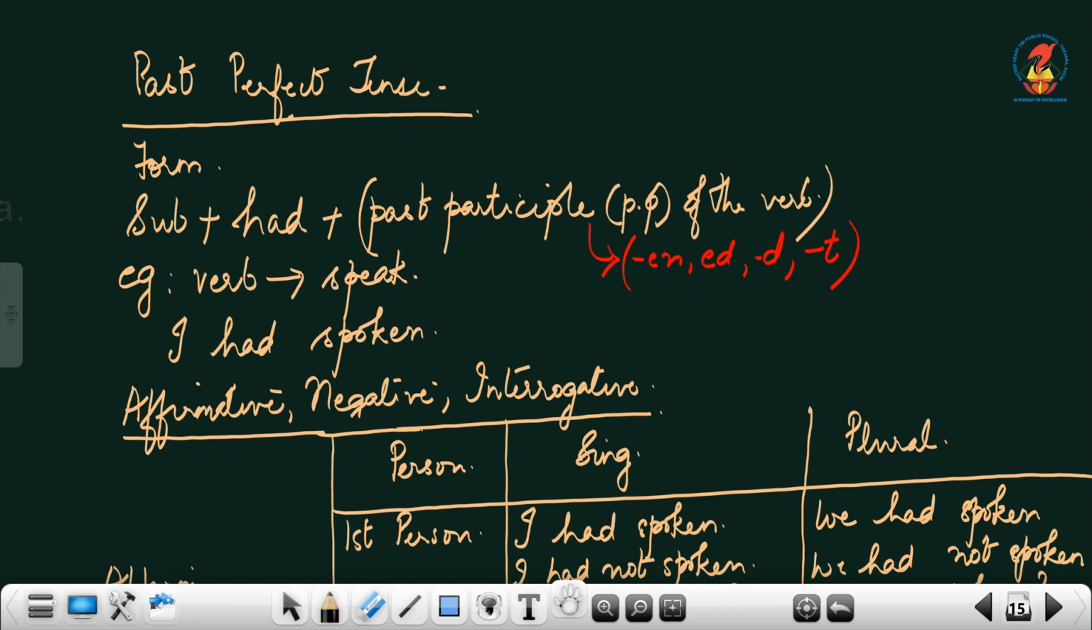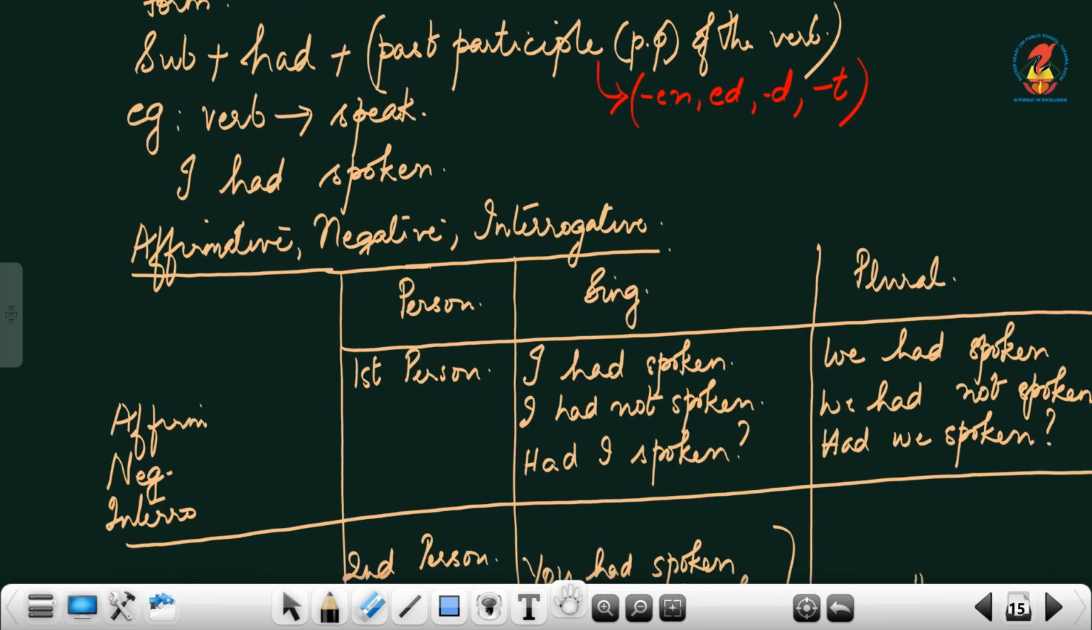For example, if your given verb is speak, how will you express it in the past perfect? Go with the subject, I had. Speak is the verb. When you change it into the past participle, it will end with en, ed, d or t. So here speak becomes spoken. So, I had spoken. That is how you express this verb in the past perfect tense. Now how are you going to express it?